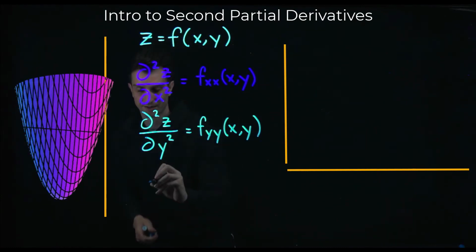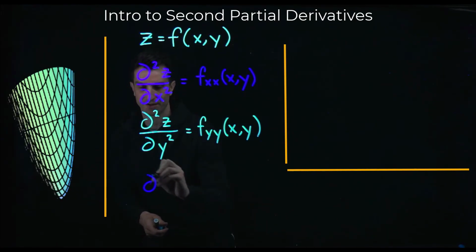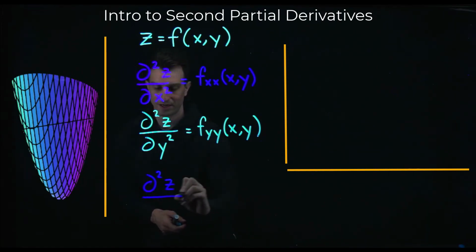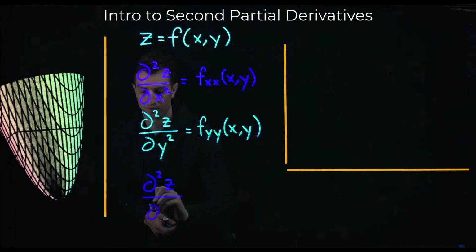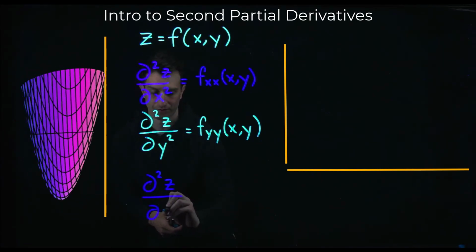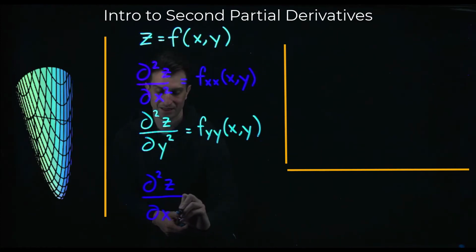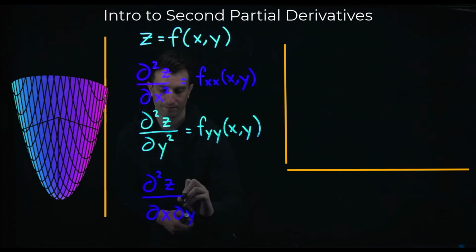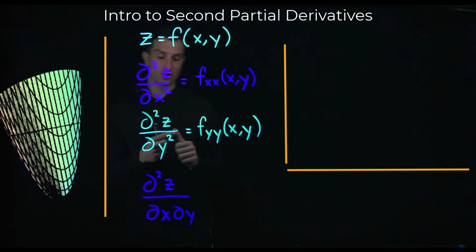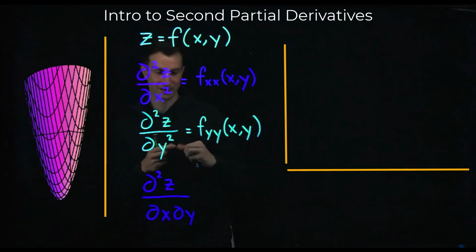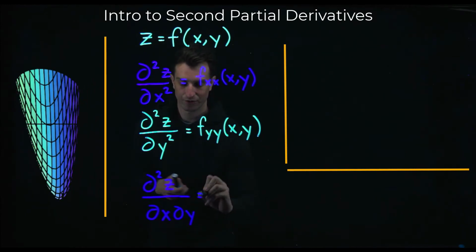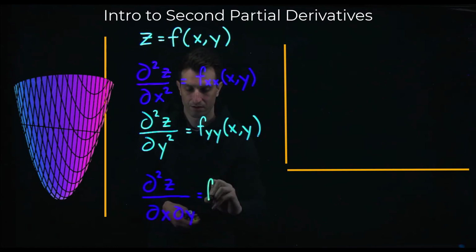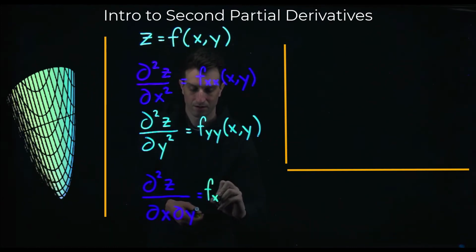Now, we have our second partial of z, so this part's still the same. But now, let's say I want to take the first partial with respect to x, that's a partial derivative, but I want to take the second partial with respect to y. So that means I take the first partial derivative with respect to x, I take the second one with respect to y, and this is equal to, we can write this as f sub xy of x, y.